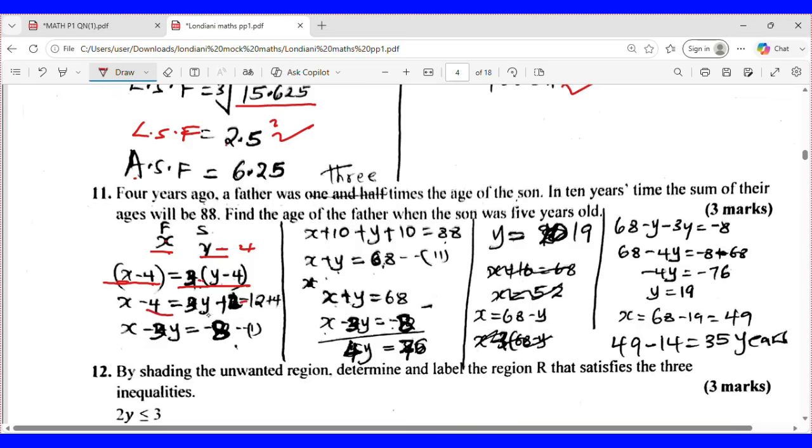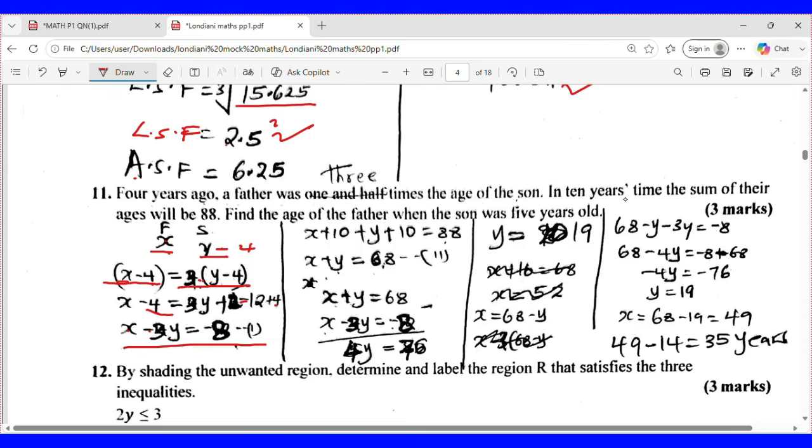Now you bring this to the other side, we plus here. So we have x minus 3y. You bring this here, and when it crosses to this side it changes sign, so it will be minus 8. So that's the first equation. We will have x minus 3y is equal to negative 8, our first equation. You leave it there.